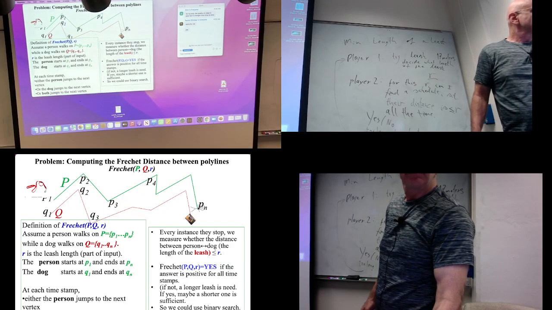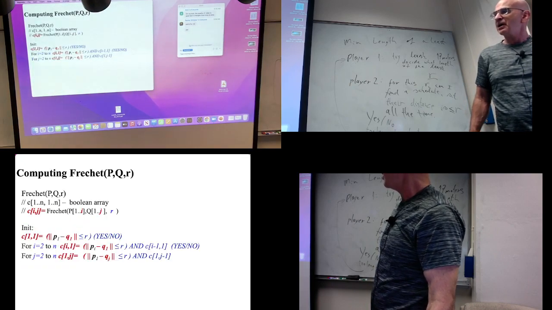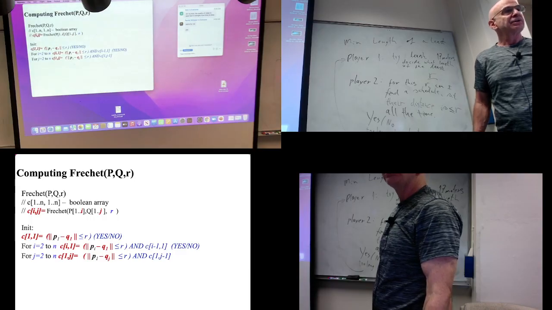Long discussion. Just as in dynamic time warping, the rules are that either the dog jumps or the man jumps, or they both jump.